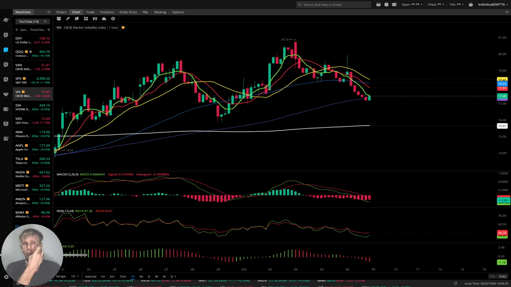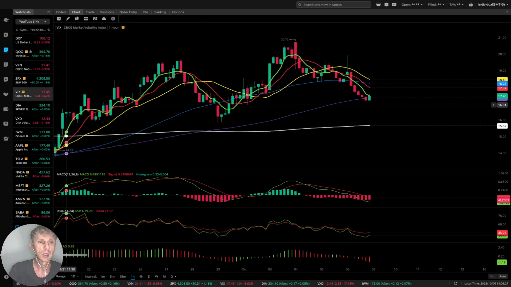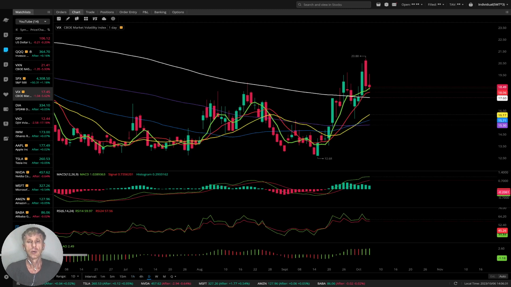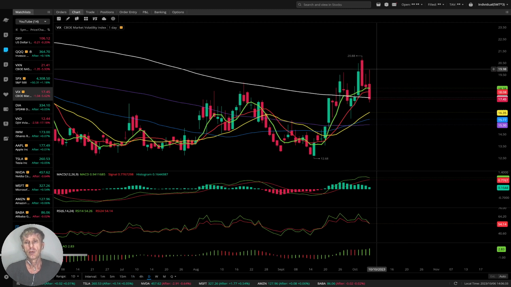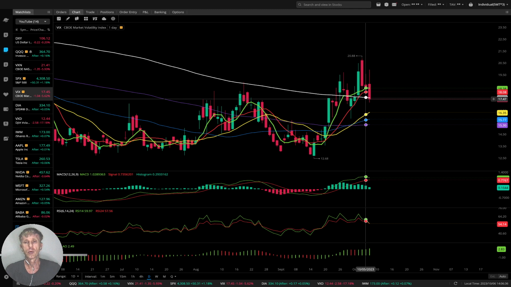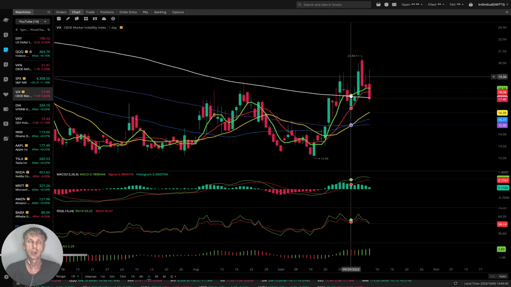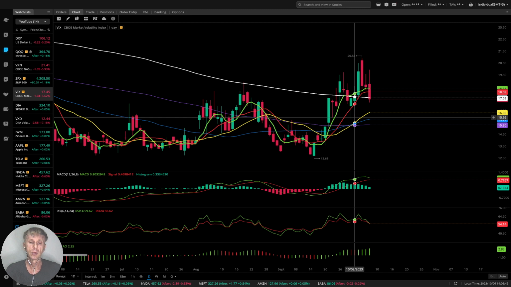And VIX, let's move to VIX. VIX plus almost 6%. Let's move on daily. It did a reversal, but it stopped at MA200. Still kind of in positive territory, still at MA200. Still bullish.